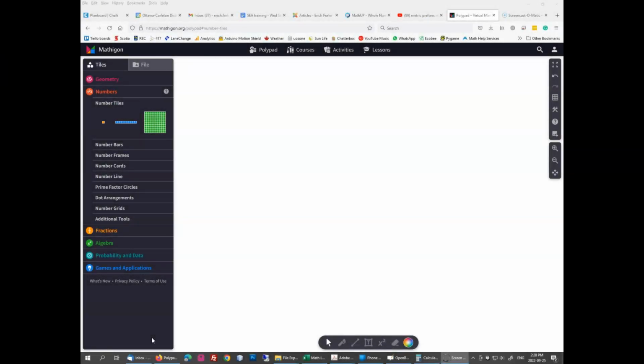Let's use some number tiles to investigate squares. I'm going to start by dragging out a bunch of squares here until we've got 36 squares. So I've got 36 squares dragged out in 3 groups of 10 and then a group of 6. The next step I want to do is try to form these squares into one big square.